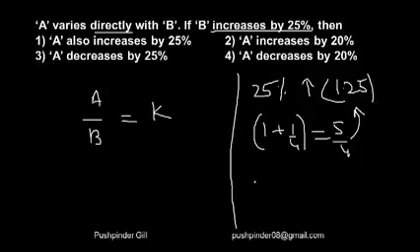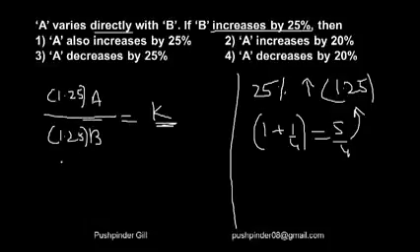So it's very important that you watch the percentage video first if you don't understand. So if B increases by 25%, it gets multiplied by 1.25. To keep this constant, A also has to get multiplied with 1.25. Now A is also getting multiplied with 1.25. That means A is also increasing by 25%. Now you might say, okay, it's easy. Both are directly proportional. B increases by 25%. A has to increase by 25%.